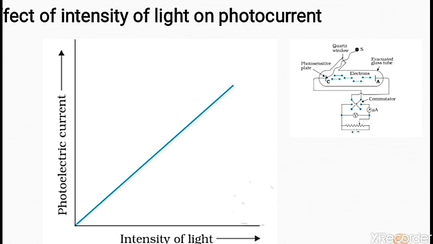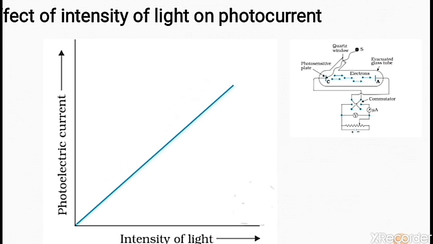Now if the frequency of the incident light and the potential are fixed, the intensity of light is varied. How can you vary the intensity of the light? That can be done by changing the distance between the light source and the emitter plate, so that we can change the intensity of the light. The resulting photoelectric current is measured each time. After varying the intensity of the light, we measure the photoelectric current every time, so that we can get a graph between the photoelectric current and the intensity of the light.